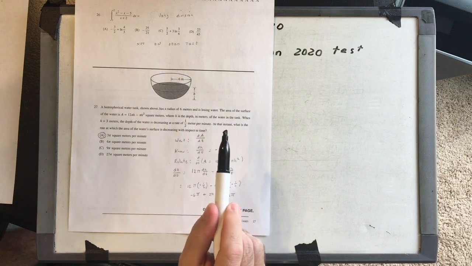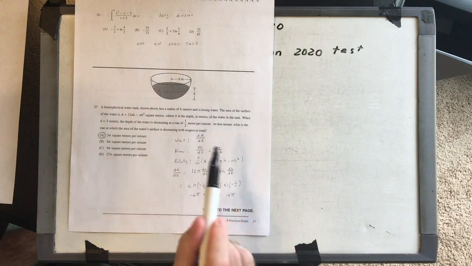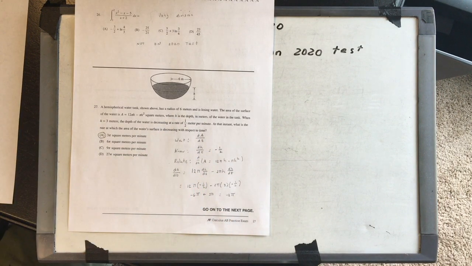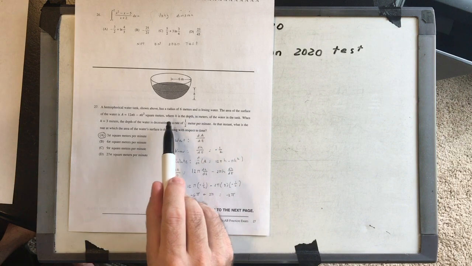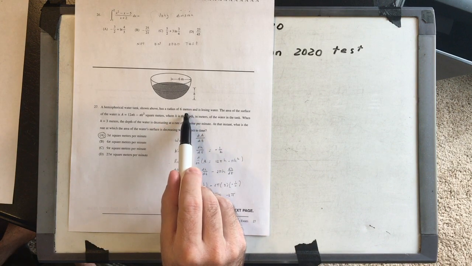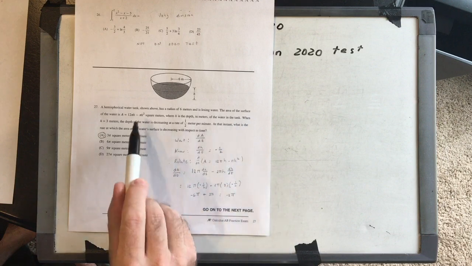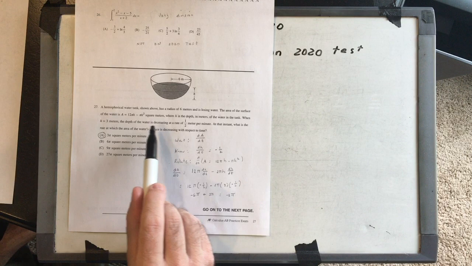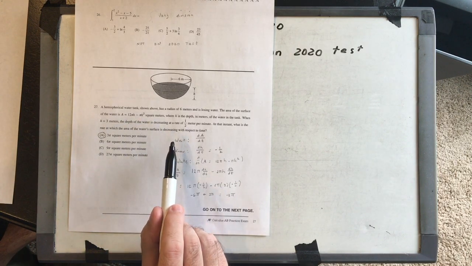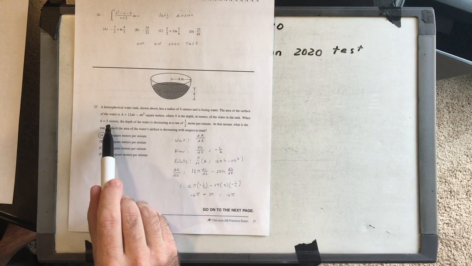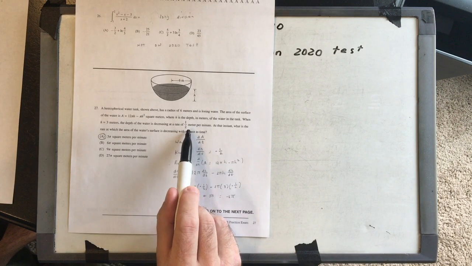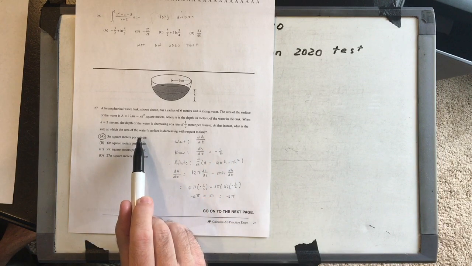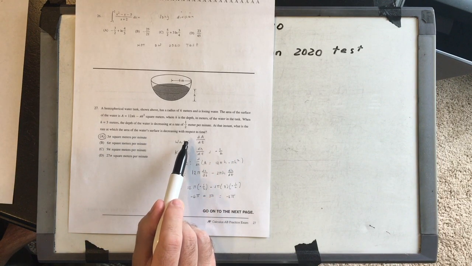spherical bowl, or not a sphere, but a round bowl, and it has a radius of 6 meters and it's losing water. It gives you the surface area, and it gives you a formula on how to get that. And it says when height is 3 meters, the depth of the water is decreasing at a rate of 0.5 meter per minute. What's the rate at which the area of the water surface is decreasing with respect to time?